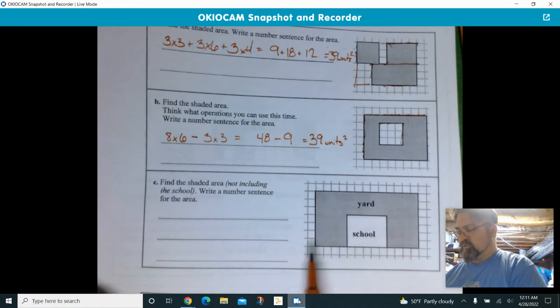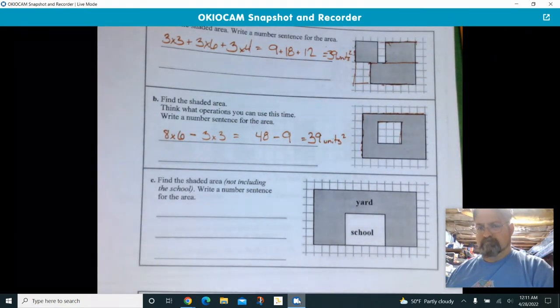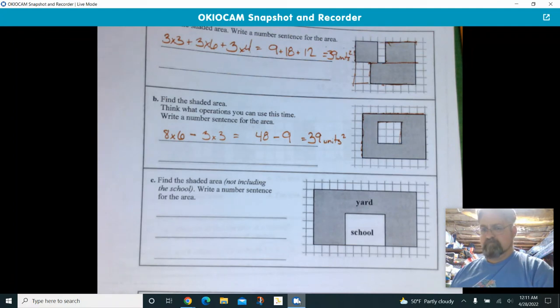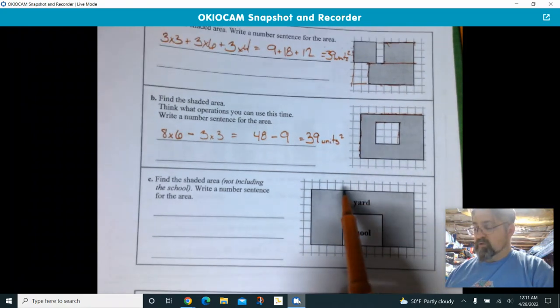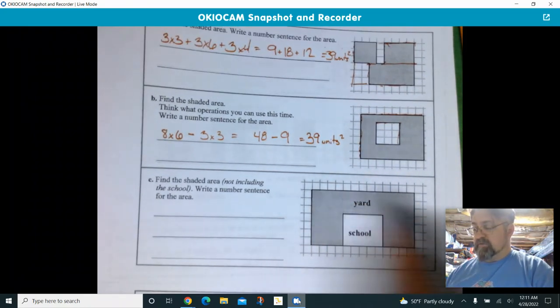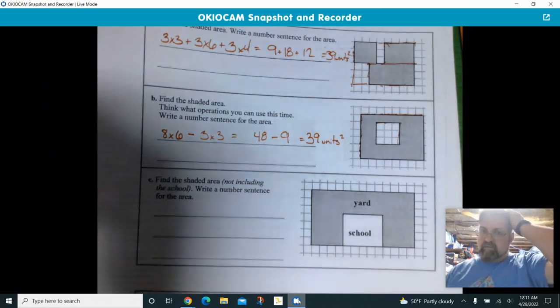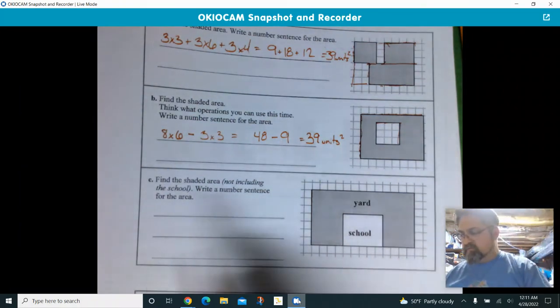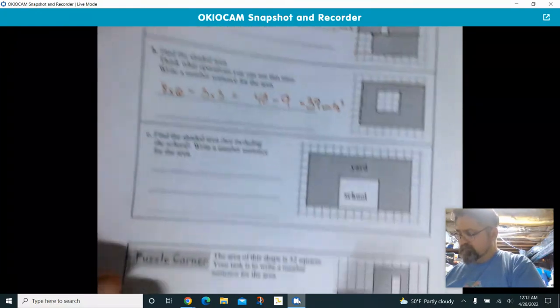You got a big schoolyard and a little school right there. How are you going to solve for that one? There's different ways you could do it. You could multiply and then subtract. You could divvy your yard up into different sections and count the grids. You could multiply across. Lots of different ways to figure this out.